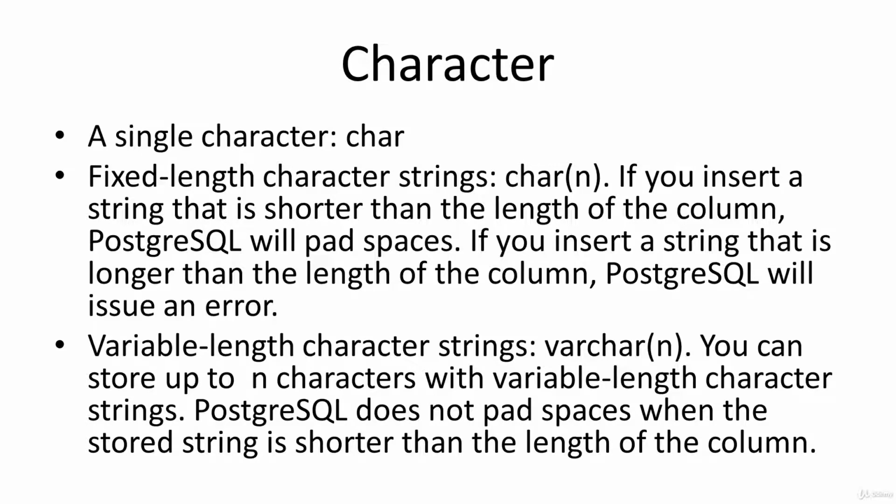Then you also have variable length character strings, VARCHAR(n), with some n number there. And then you can store up to n characters with variable length character strings. And PostgreSQL does not pad spaces when the stored string is shorter than the length of the column. So basically the difference here between fixed length and variable length character strings is that with fixed length character strings, PostgreSQL is always going to make sure that they're all the same length. Either it's going to pad spaces or declare an error if the item you're trying to insert is longer than the length that's allowed.